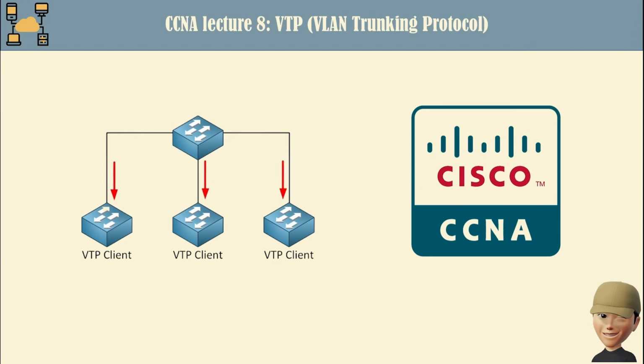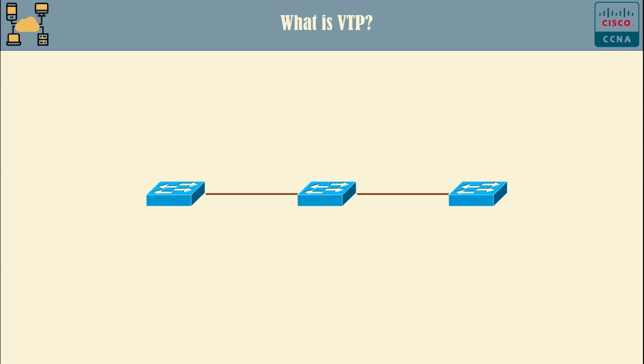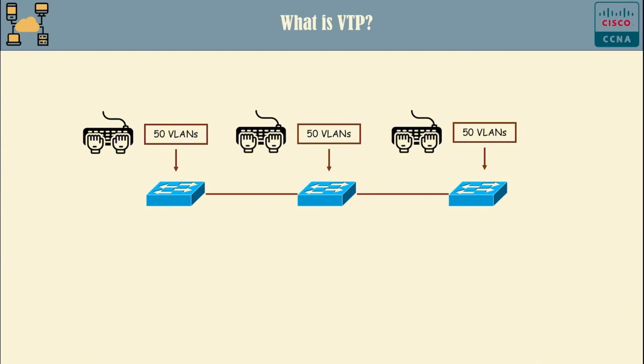Today, I'll discuss the VTP topic. VTP stands for VLAN Trunking Protocol, which allows you to configure a large number of VLANs across multiple switches quickly on a server switch. For example, I need to create 50 VLANs across all the switches. If done manually, I would have to configure 50 VLANs on each switch, which would be very time-consuming.